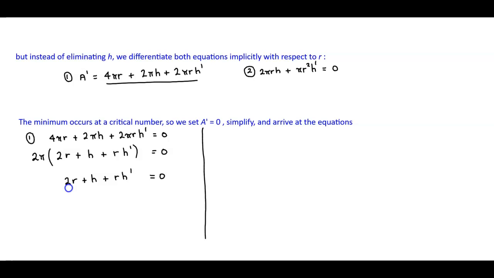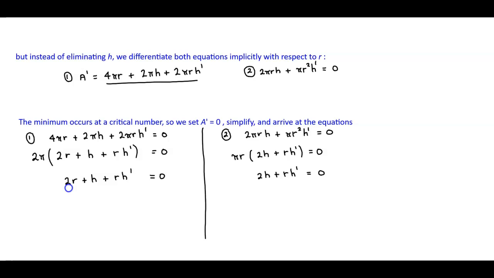Okay, now we're going to use the second one. So we have 2 pi r h plus pi r squared h prime and set that equal to 0. Can we factor out something that they have in common? Well, they have a pi and an r in common. So we end up having 2h plus r h prime, and that's equal to 0. If we divide both sides by pi r, we have 2h plus r h prime and set that equal to 0.